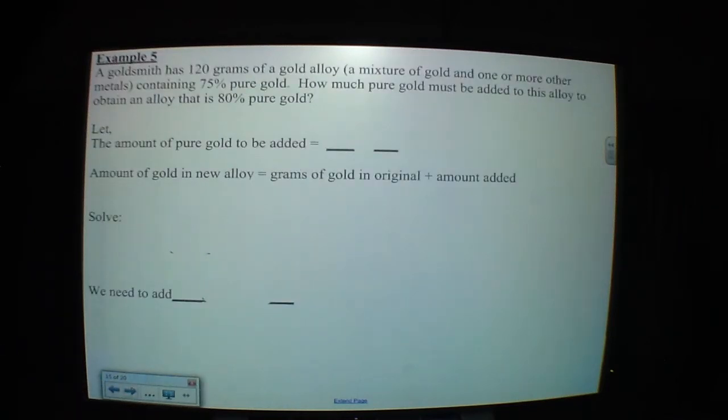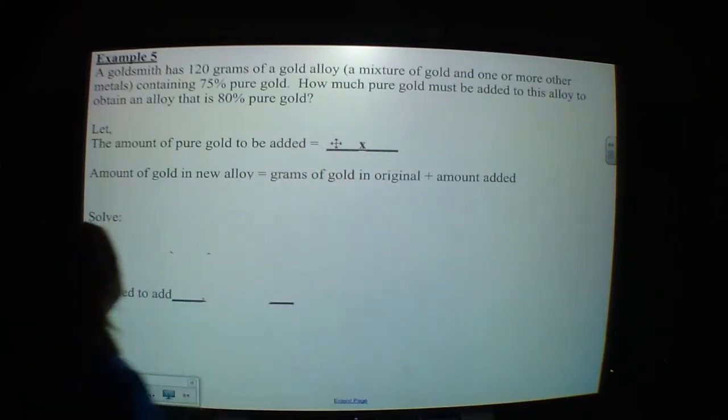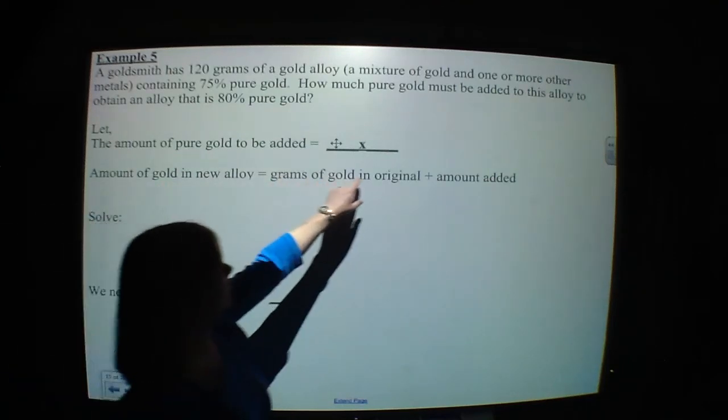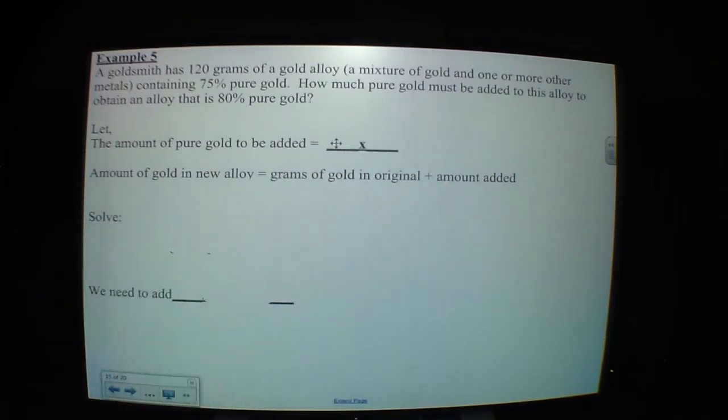Example 5. A goldsmith has 120 grams of gold alloy, and that's a mixture of gold and one or more other metals containing 75% pure gold. How much pure gold must be added to this alloy to obtain an alloy that is 80% pure gold? So I'm just going to say, let X be the amount of gold added. So the amount of gold in the new alloy is equal to grams of gold in the original plus the amount added. And that's in words what it says there.